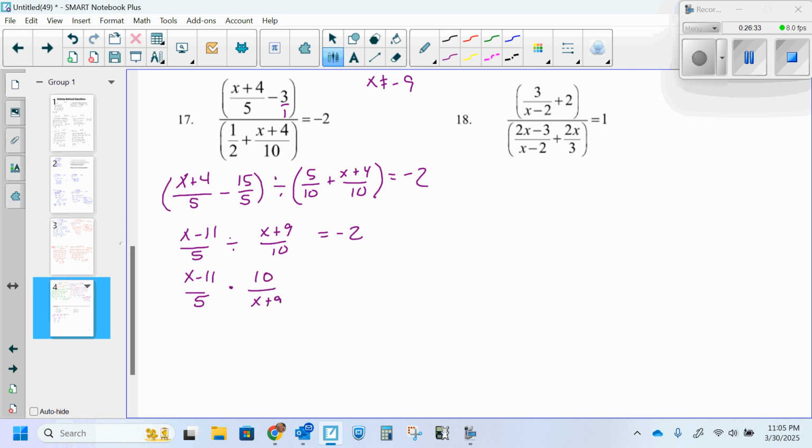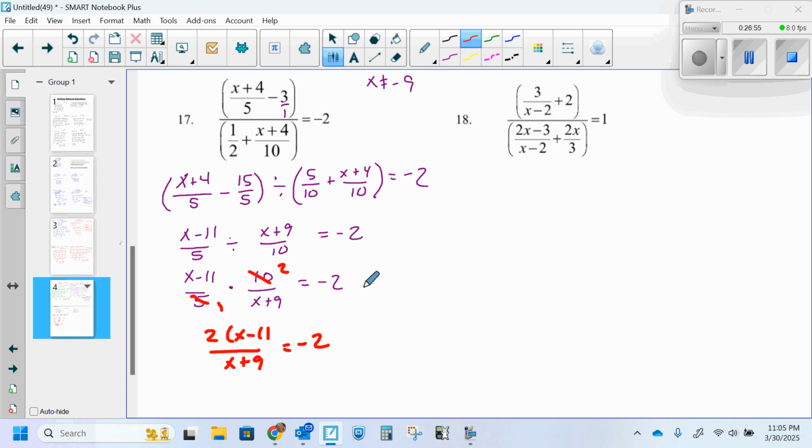Change to multiplication and flip. I can do a little reducing here. Sorry, hold on. You can do a little reducing here. I can cancel that, make that a 2. So that's 2 times x minus 11 over x plus 9 equals negative 2.